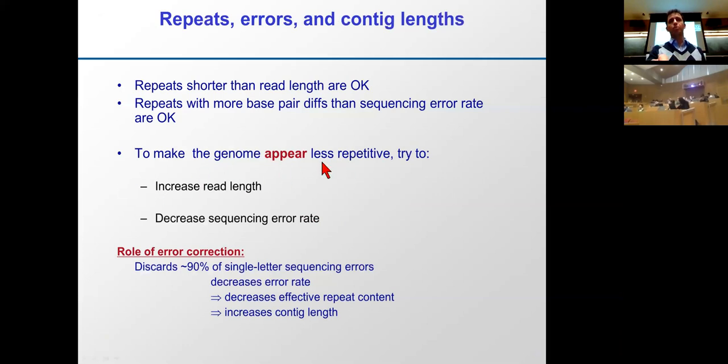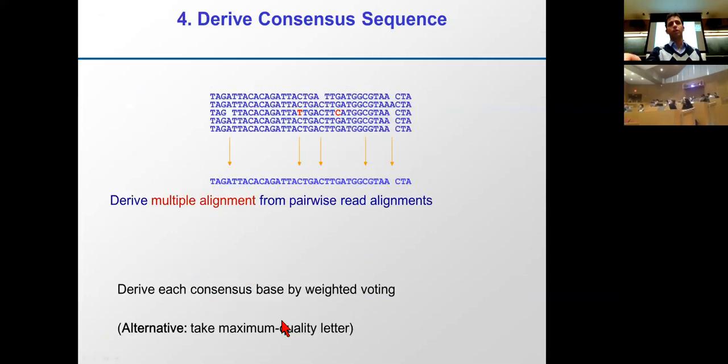And to make the genome appear less repetitive, you can increase the read length by sequencing longer fragments, or you can increase the accuracy of your sequencing. Then error correction can discard the single letter sequencing errors by noticing, in the trace itself or in the image that you were taking of your sequencing reaction, that you don't have the confidence to call a particular nucleotide accurately. That can decrease your error rate, it can decrease your effective repeat content, and it can increase your contig length.